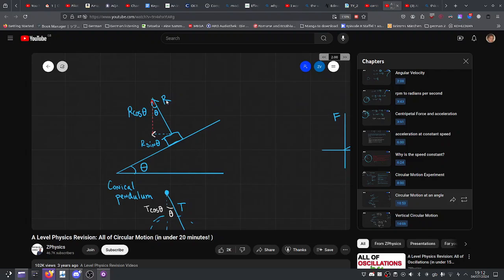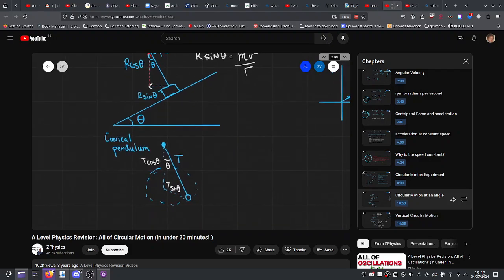And we can split the normal reaction R into two components, R cos theta and R sine theta. Now in this setup, R cos theta is going to be balancing out the weight because that's the vertical component acting upwards. So if the car is not moving up or down, this better be equal to the weight mg. And R sine theta, this component of the normal reaction, will actually be providing the centripetal force because that's the net force acting towards the direction of turning. So R sine theta is going to equal mv squared divided by r.